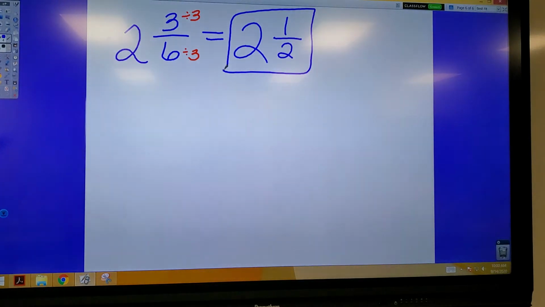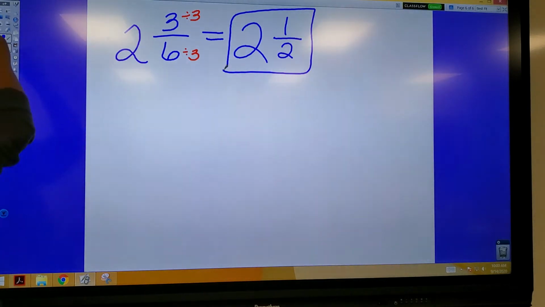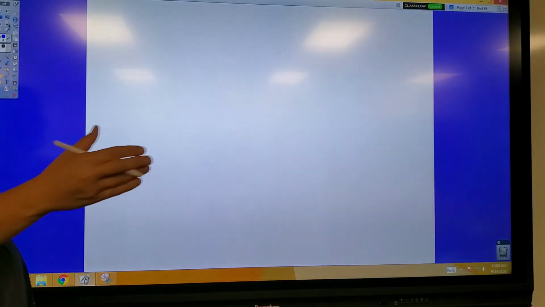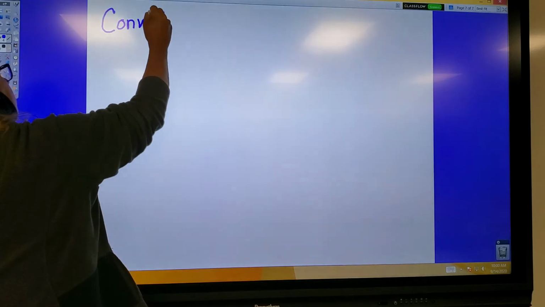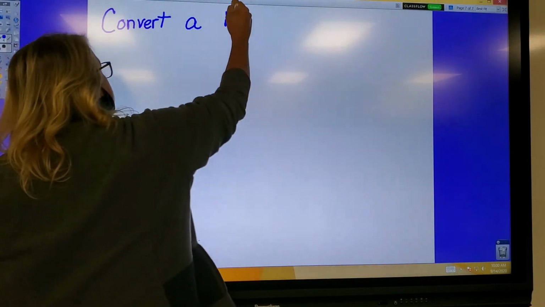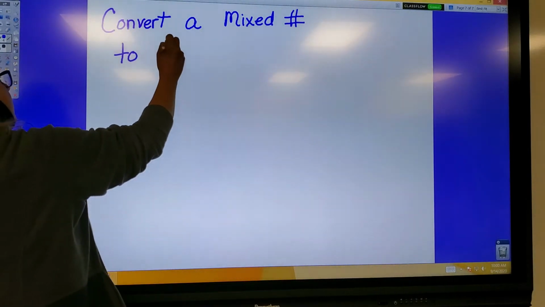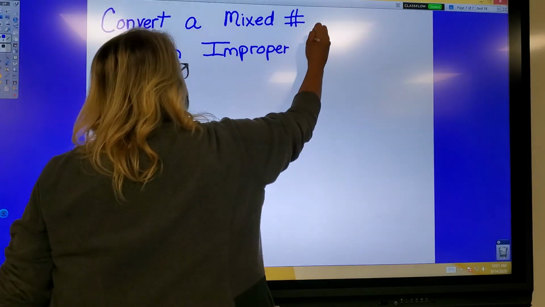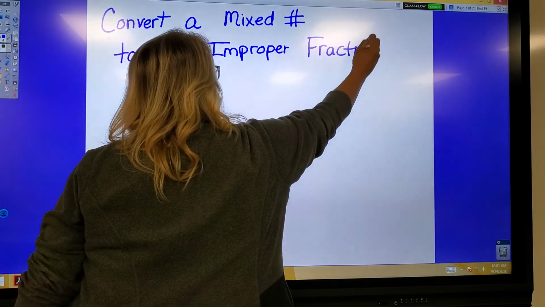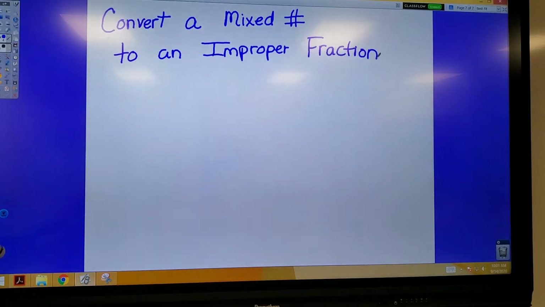So again, if you have a mixed number, leave it as a mixed number, and you can just simplify the fraction part of it. All right, on this next part, let's review how to turn a mixed number into something else. Whenever you turn something into something else in math, it's called convert. So let's convert a mixed number to an improper fraction. Convert a mixed number to an improper fraction.